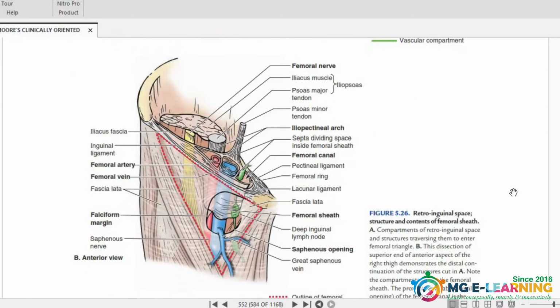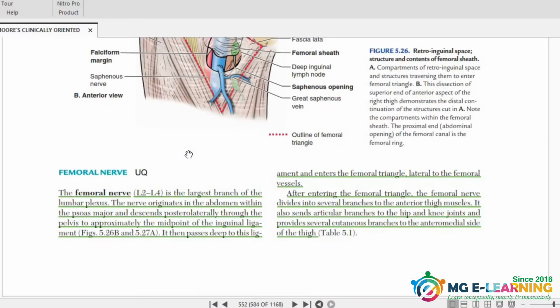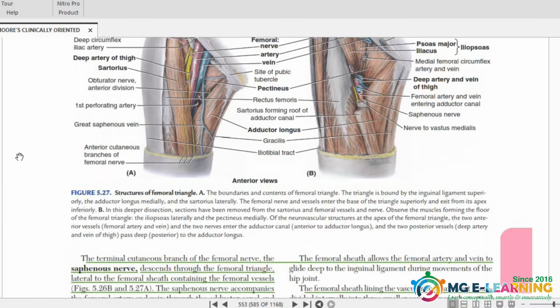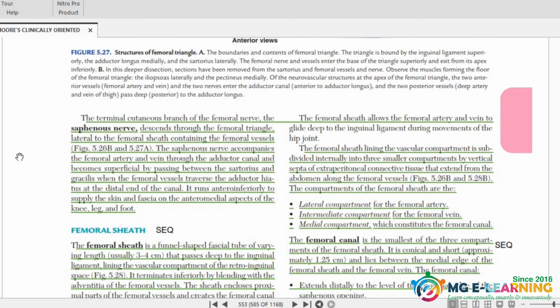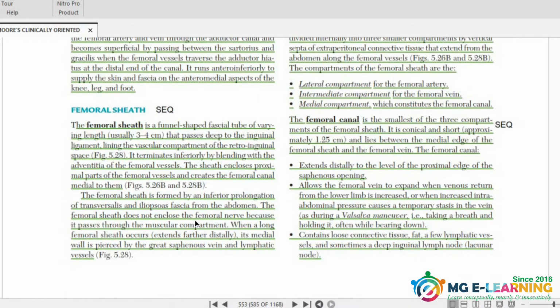Next, this diagram is important to see the femoral sheath, femoral canal and their contents. Next we move on to the femoral nerve. It is also important from the LAQ point of view. You have to know its origin, course and distribution. Femoral sheath, it is also important from the SCQ point of view. You have to know how it is formed and which contents are present in it. Femoral canal, it is also important from the SCQ point of view.